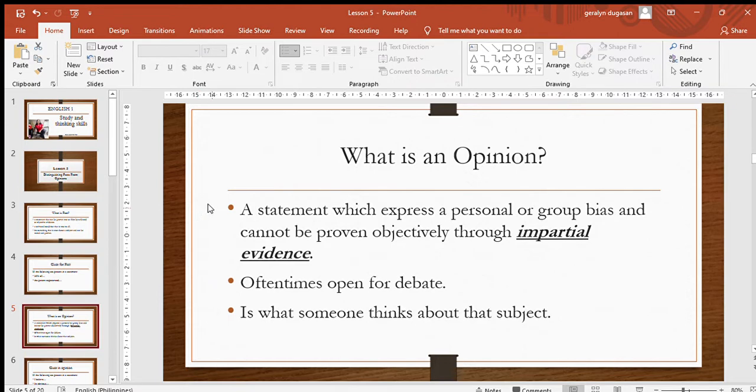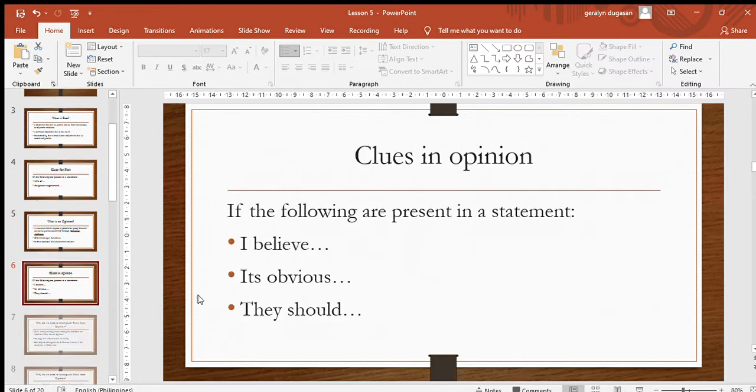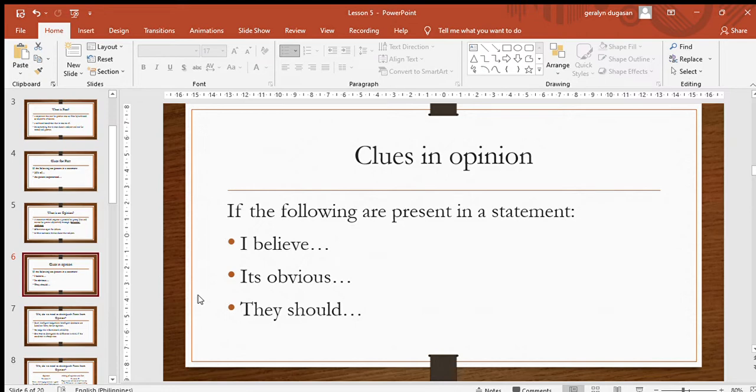What is an opinion? An opinion is a statement which expresses a personal or group bias and cannot be proven objectively through impartial evidence. It is oftentimes open for debate. An opinion is what someone thinks about that subject. We have to look for some clues, and if the following are present in a statement, like I believe, it is obvious, they should, it is an opinion.